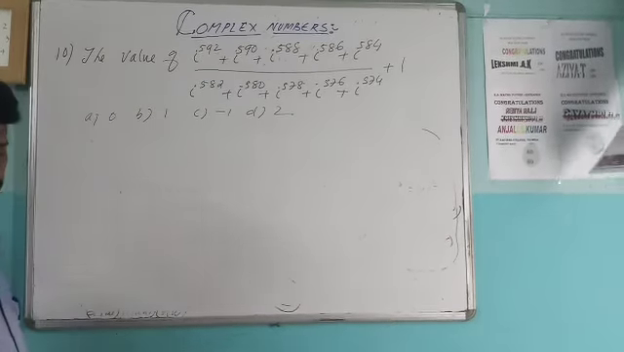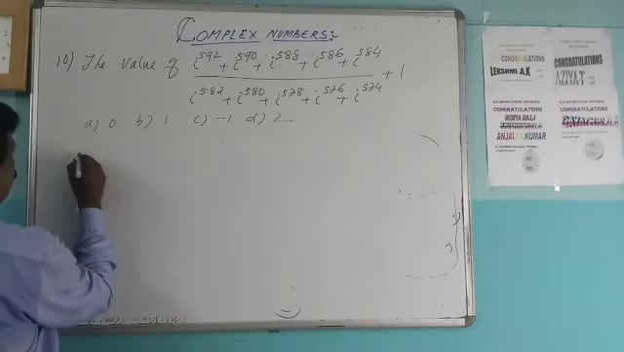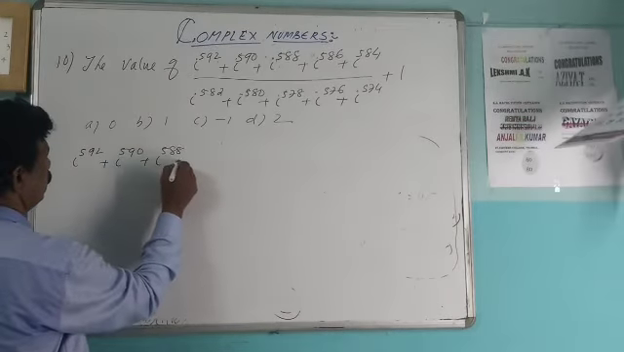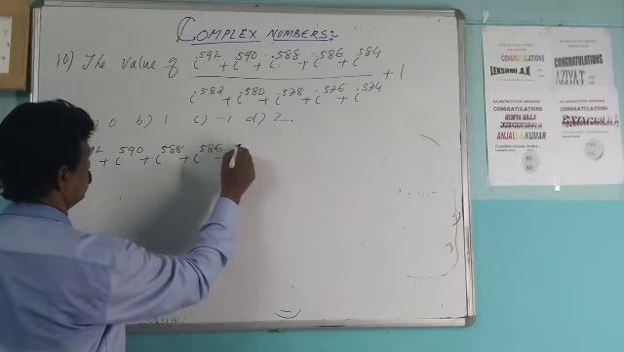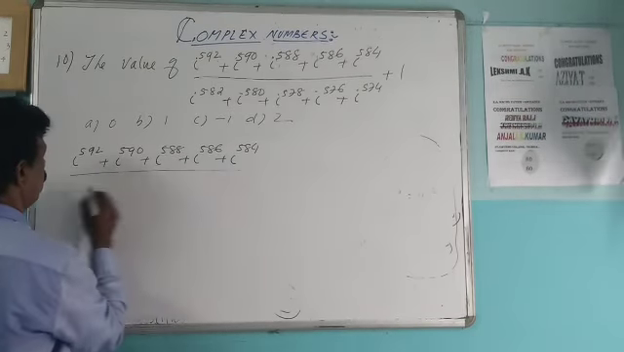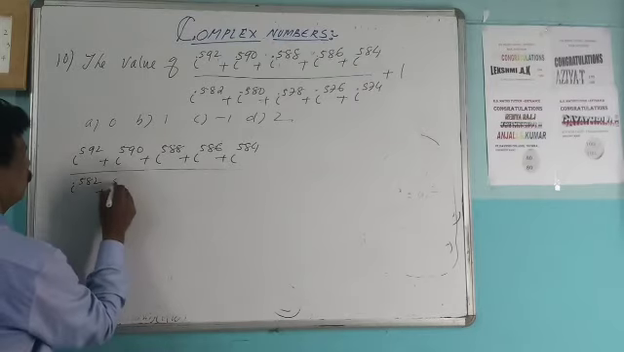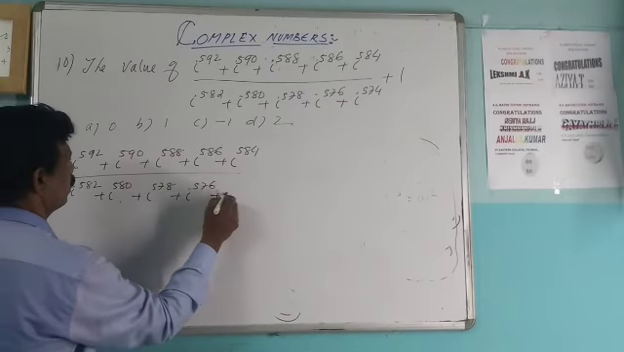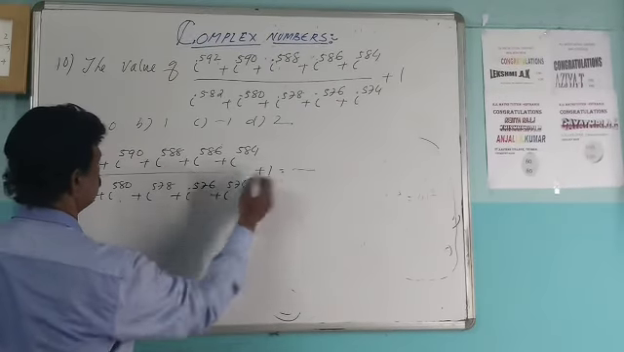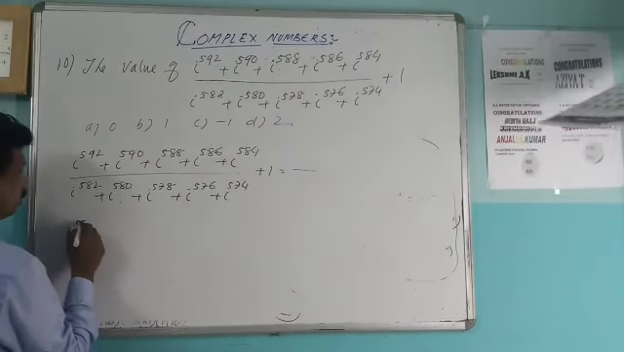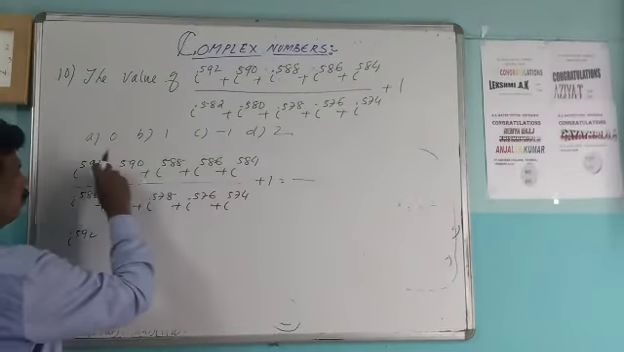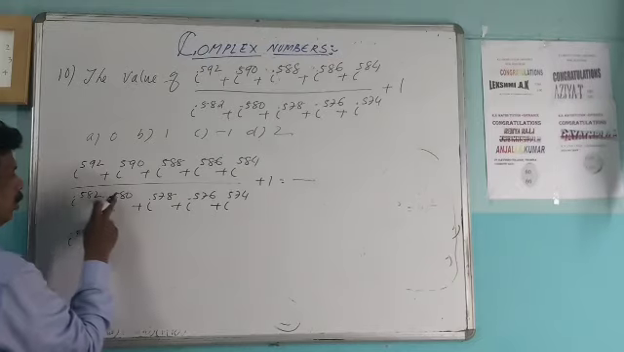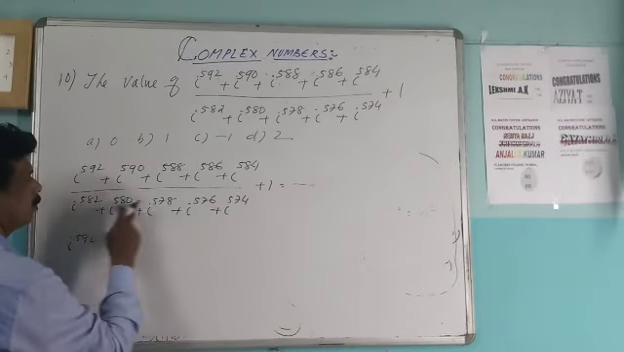The value of i raised to 592 plus i raised to 590 plus i raised to 588, 586, 584 divided by i raised to 582 plus i raised to 580 plus 578, 576, 574 plus 1 equal to dash. See, the powers are 592, 90, 88, 86, 84, and also 82, 80, 78, 76, 74. The difference between the numbers is 2.